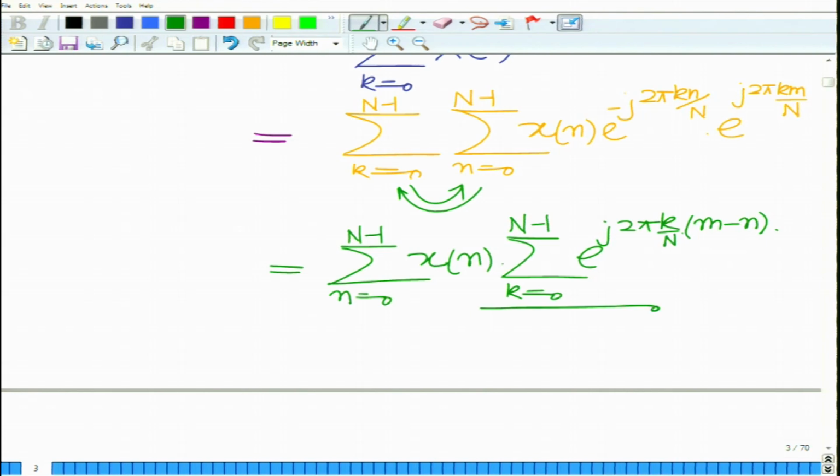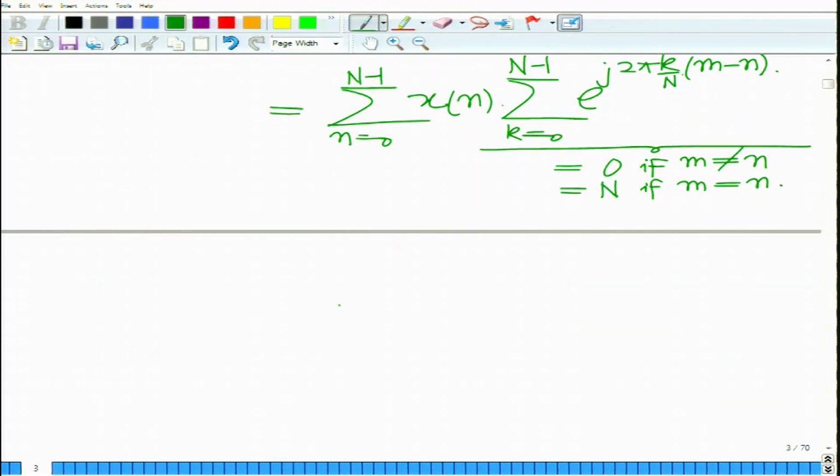Now, you can see this is basically the sum of the roots of unity, which is equal to 0 if m is not equal to n, and this is in fact equal to N if m equal to n. Okay. And therefore, only the term n corresponding to m survives. So, this is equal to N x[m].